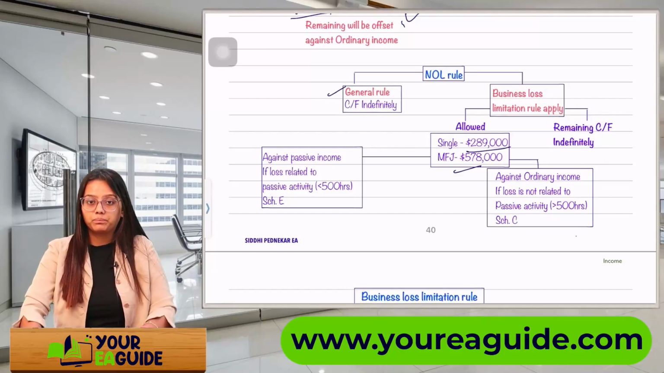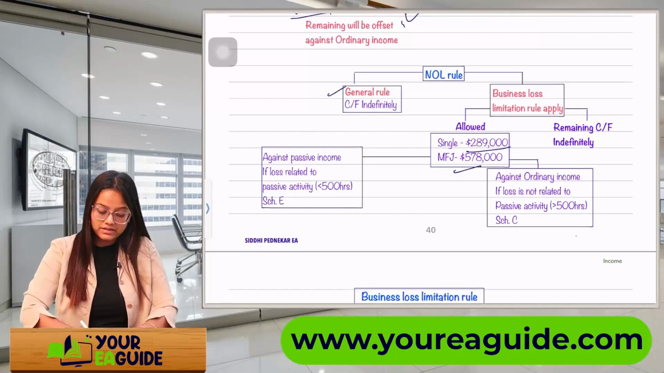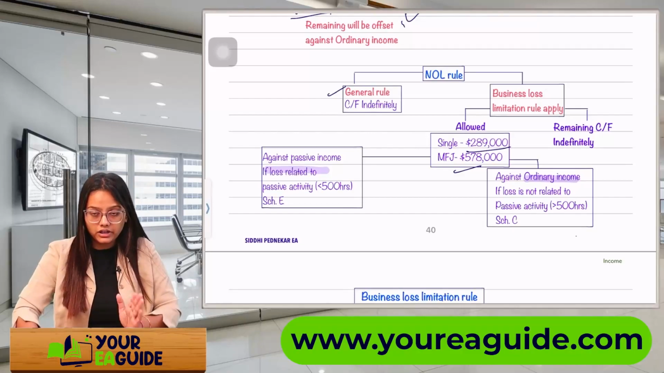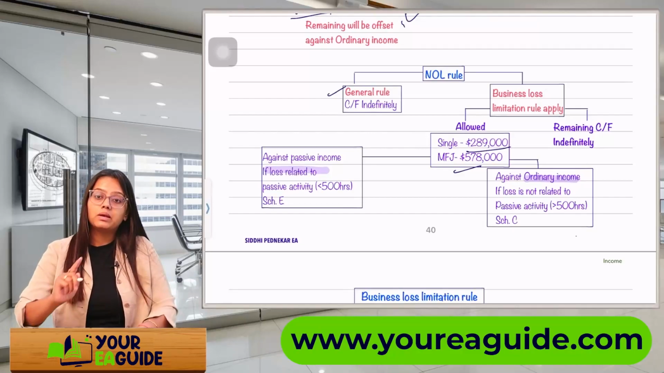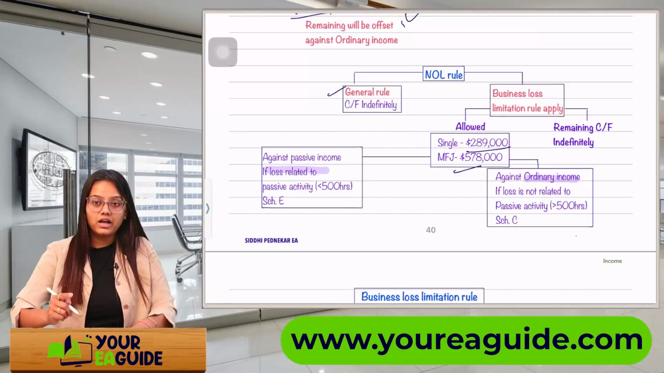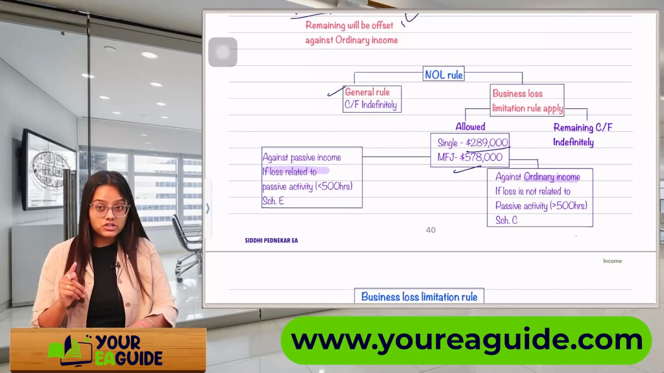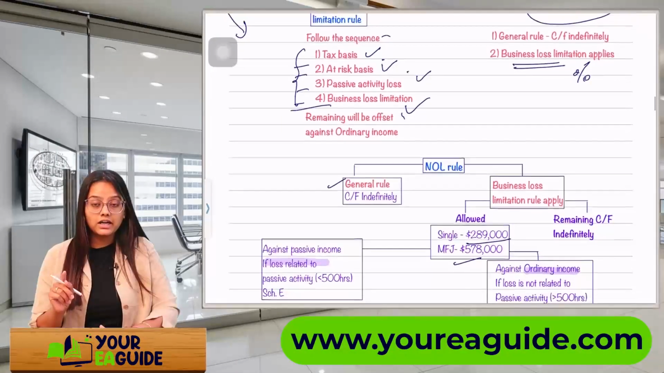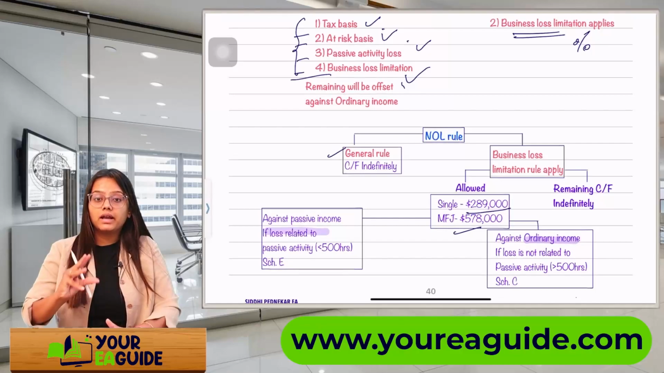This is allowed against passive income if the losses are related to passive activity, or against ordinary income if the losses are related to active income, an active activity. But the activity is material participation if it is more than 500 hours. For Schedule C, please don't get confused between 500 hours and 750 hours. 750 hours was for Schedule E, the rental activity.